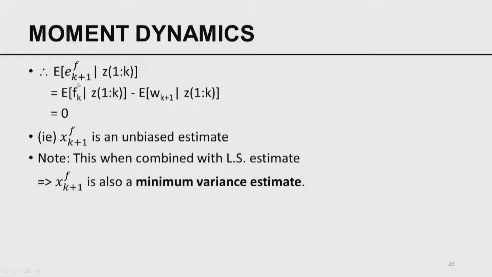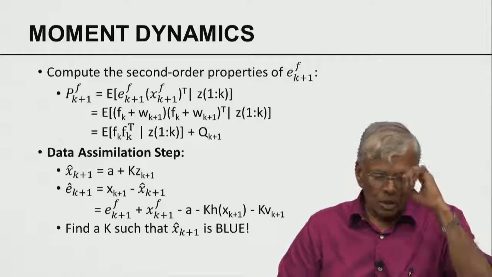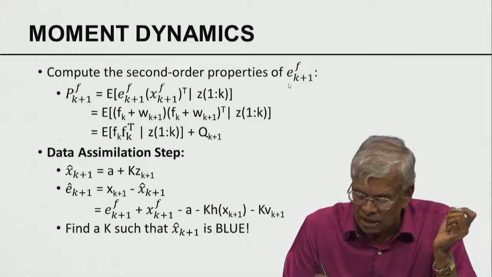So if I consider the conditional expected value of e k plus 1 f given this, I can now substitute e k plus 1, which gives rise to these two terms. The first term is 0 because of the definition of f of k, the second term is 0 because of the definition of the noise. Therefore e k plus 1 f is unbiased. So therefore x k plus 1 is an unbiased estimate. This, when combined with the least square estimate, becomes the minimum variance estimation. Therefore x k plus 1 f is also a minimum variance estimation, based on the basic statistical information we have created. Now compute the second order approximation properties of e k plus 1 f.